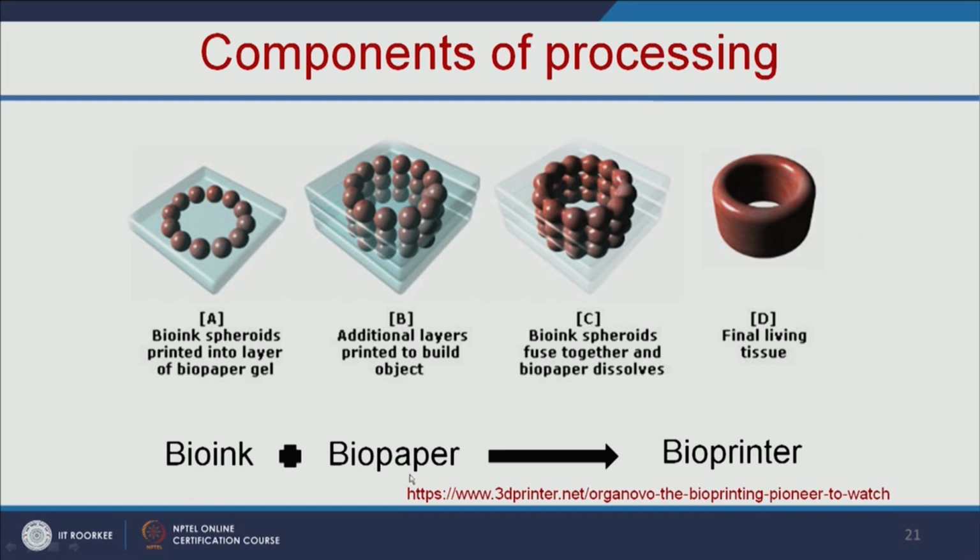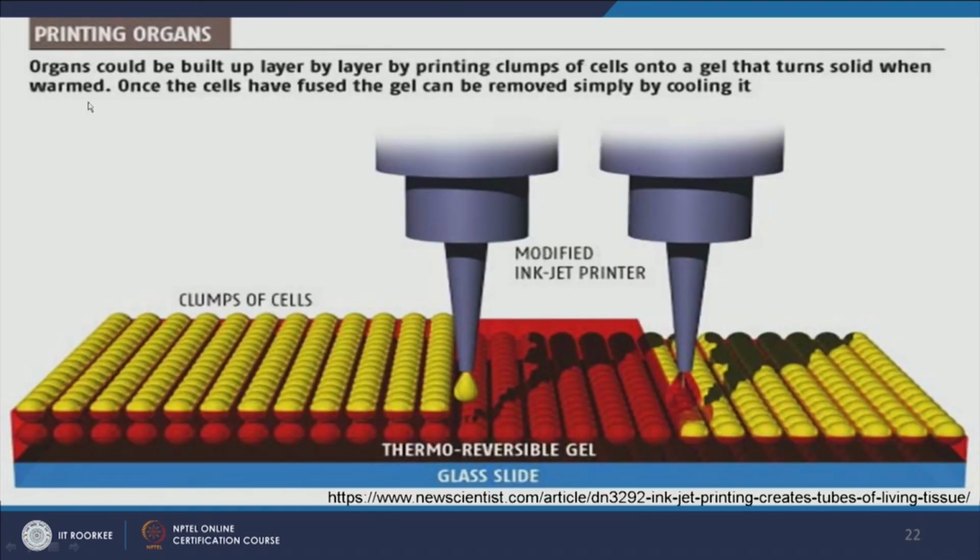So, here with the bio ink plus bio paper you can bioprint the complete organ. Let us see this in detail. Here the organs could be built up layer by layer by printing clumps of cells onto a gel that turns solid when warm, and once the cells have fused, the gel can be removed simply by cooling it. You can see these clumps of cells, this yellow color one. These are printed layer by layer on a thermo-reversible gel. It will be in gel form in warm condition, and once it is printed, you can remove this gel by simply cooling it.